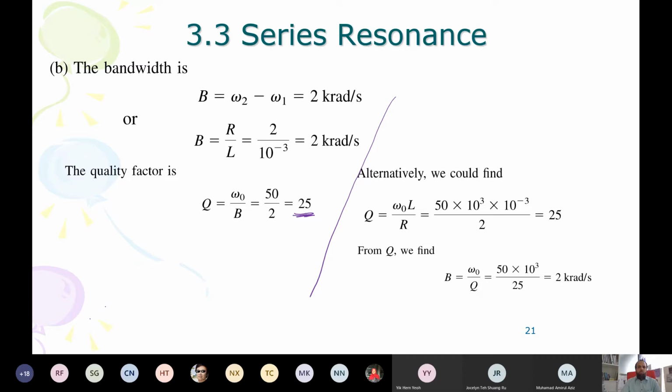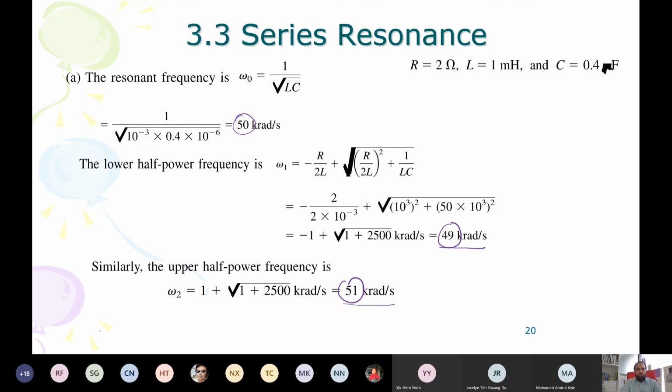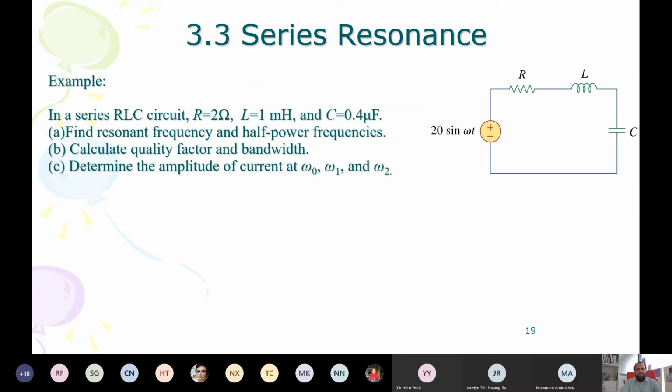Once you have 2, you can go like 1 on plus 1 and minus 1, like this. So 2 upon 2 plus 1 and minus 1 will give you the same values as previously. And at omega equal to omega naught, this means this is the resonating frequency. So I is Vm upon R. Vm is the maximum voltage or the peak voltage. This is coming from, probably we forgot, it was given in the circuit, in the question itself. 20. This is Vm. I didn't mention this yesterday.